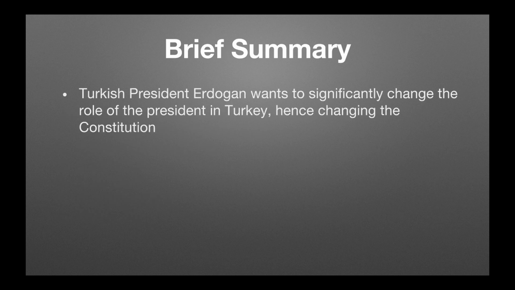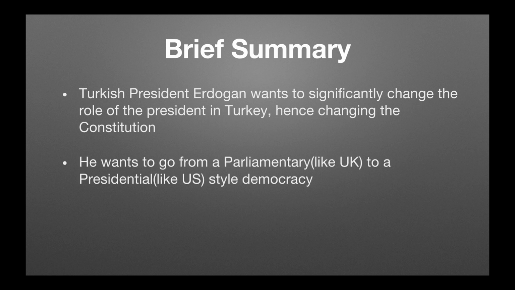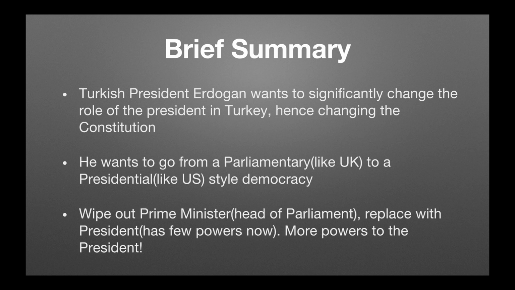The president of Turkey wants to change the constitution to give himself and future presidents of Turkey more power. Now, currently Turkey has a parliamentary democracy similar to many European countries where the president is largely a ceremonial role. However, the president of Turkey wants to change this into an American-style presidential system. Therefore, he wants to eliminate the office of the prime minister and give most of their powers to the president.